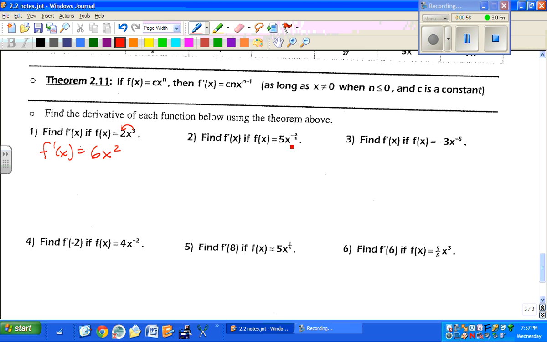For number 2, similarly, we bring that negative 3/5 out in front. So we do 5 times negative 3/5, which is negative 3 times x, and we have to subtract the exponent. So negative 3/5 minus 1. So instead of subtracting 1, we can subtract 5/5. So we get negative 8/5 as our new exponent.